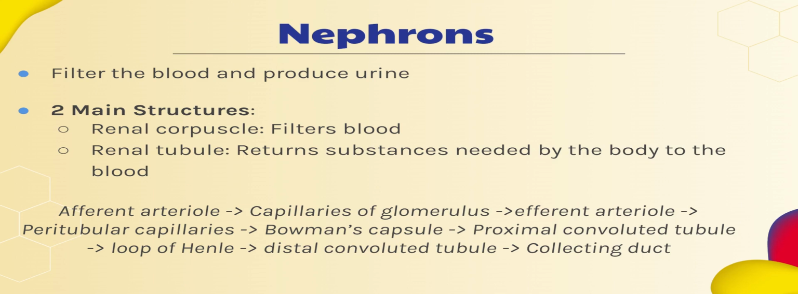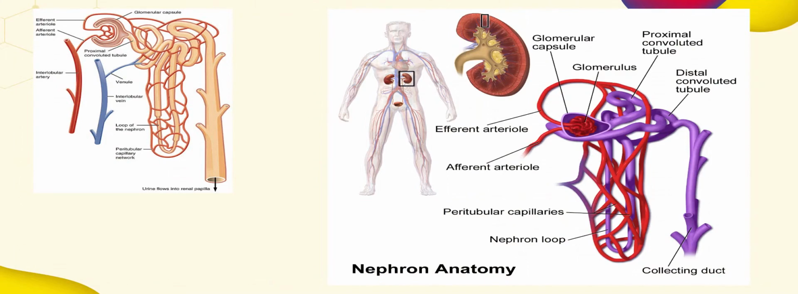Most of the water and needed substances are reabsorbed by the blood. The rest of the fluid and waste products form urine in the tubule. Urine flows through the tubule to a collecting tubule. All collecting tubules drain into the renal pelvis in the kidney. And this here is a picture of the anatomy of a nephron. And remember, the nephrons are the major working units of the kidney.